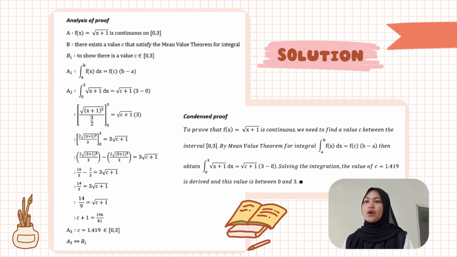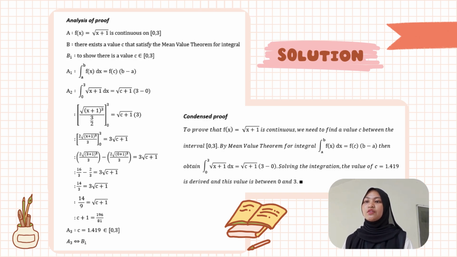So when we substitute 3, we get 16 over 3, minus, when we substitute 0, we get 2 over 3, equals 3 times the square root of c plus 1. So 16 over 3 minus 2 over 3 equals 14 over 3, equals 3 times the square root of c plus 1. And the 3 from the right, we transfer it to the left, so it's going to be 14 over 3 divided by 3. It will be 14 over 9.